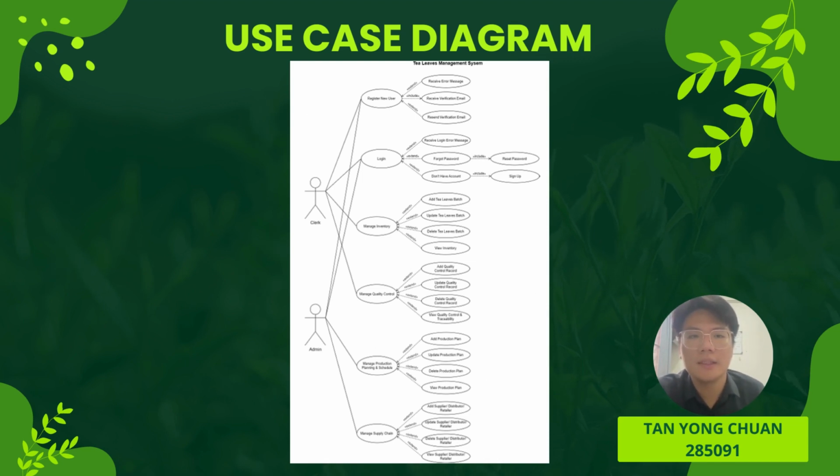Here we can see the relationship between the register new user use case and the sub use cases, which are receive error message and resend verification email, is extend, which is a dash line, and the arrow points at the use case. However, the relationship between the use case and the sub use case, which is receive verification email, is include, which is a dash line, and the arrow points at the sub use case.